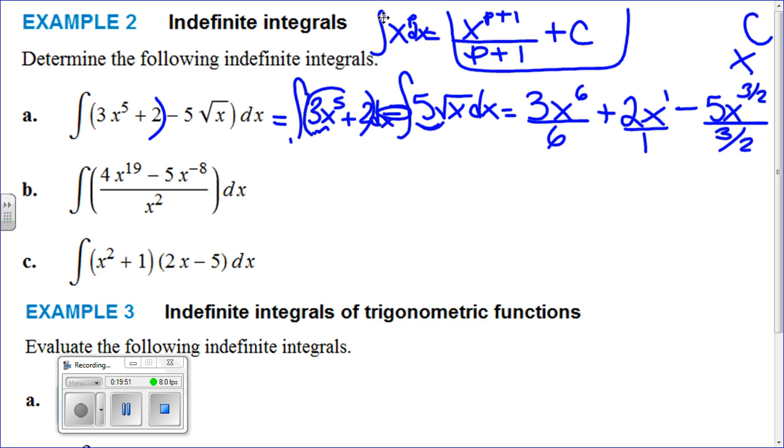Yeah, because we could be talking about a small constant and a big one, and then that would be a combination of all the other constants that came from the integration.